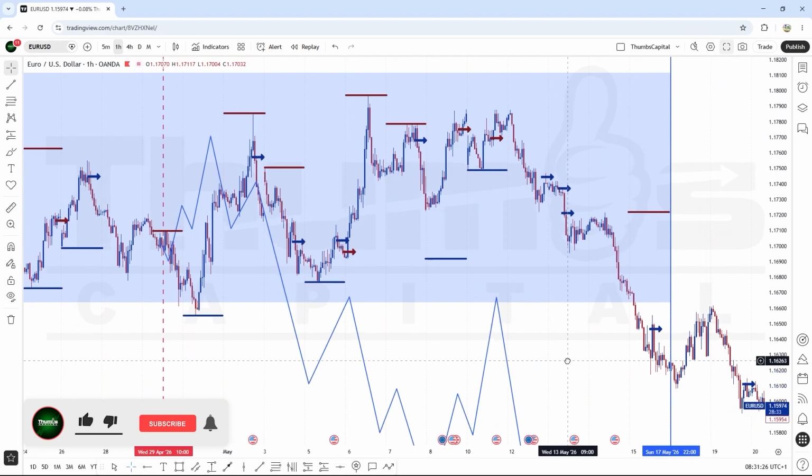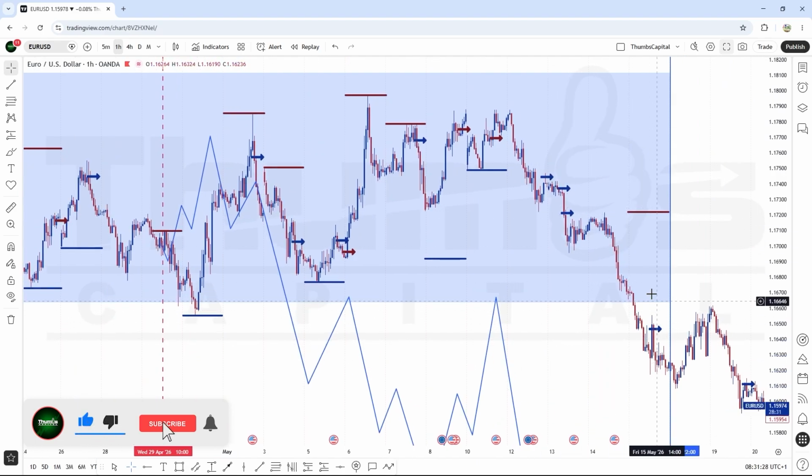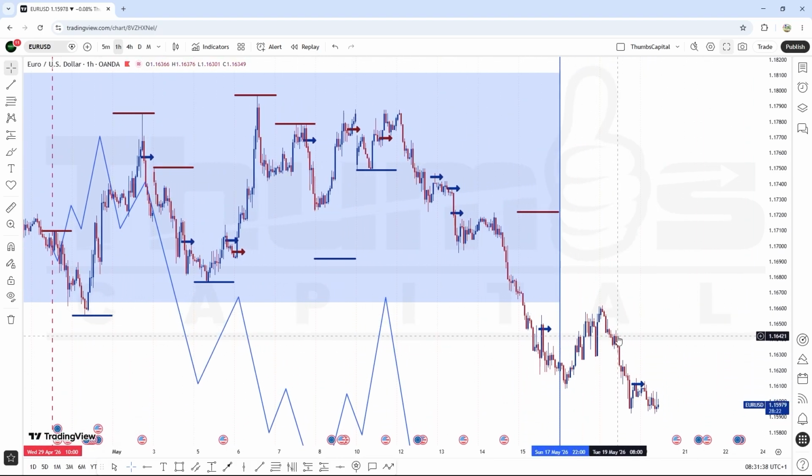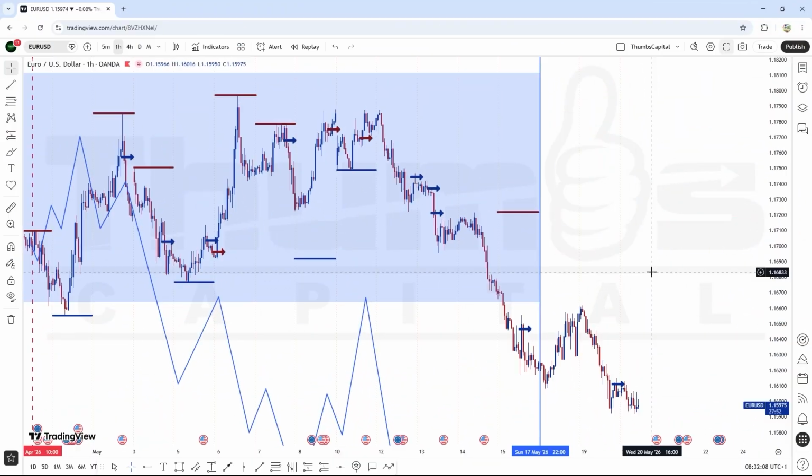So we got our breakout of the control block at the end of that monthly contract, and inside the formation of the new monthly contract control block, we got a retest of that control block as expected, and then you can see price continued heading down as the control block of the new monthly contract is formed. So right now let's go ahead and analyze for the new monthly contract.